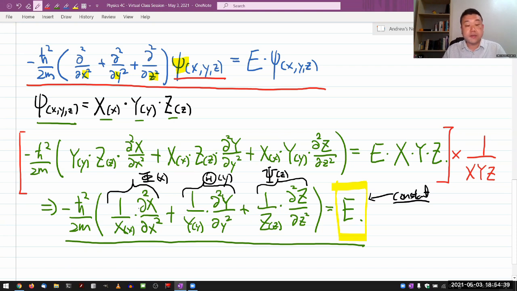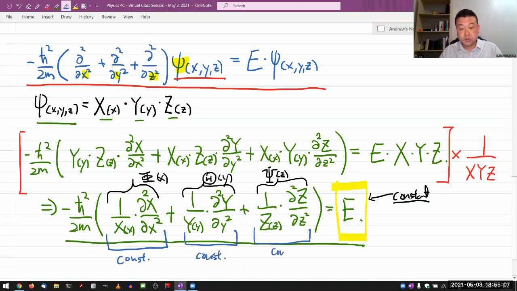What I'm trying to say is that this is a function of a single variable, and this is a function of a single variable, and this is a function of a single variable. And for these two each adding up to a constant, really the only way this can possibly happen is if this is constant on its own, and this is constant on its own, and this is constant on its own.